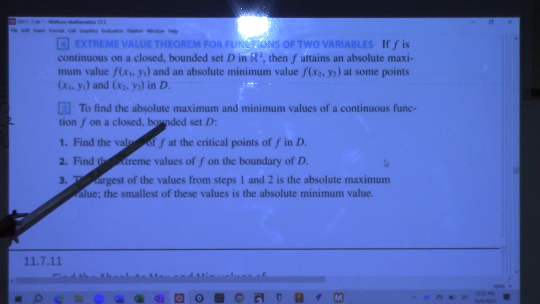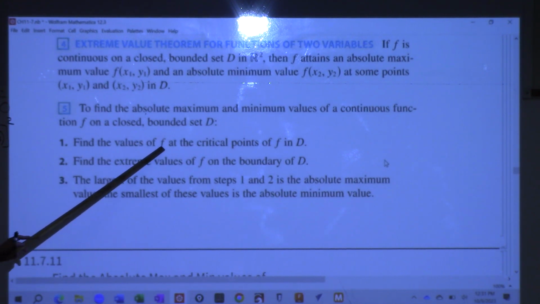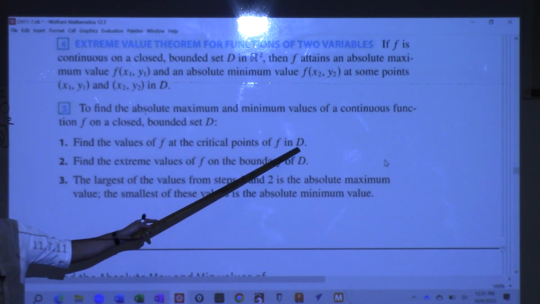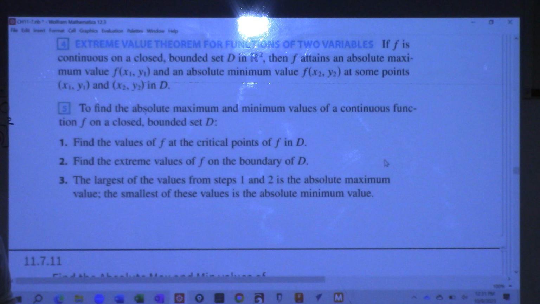To find the absolute maximum and minimum values of a continuous function on that closed bounded set, what we do first, step one, is we find the value of f, the original function, at the critical points in D. Okay, we were just doing this. We were just finding critical points, right? We are going to do the same thing we just did, but we are not going to calculate this anymore. What we're going to do is find the critical points, and we're just going to plug those into the original function and see what we get out.